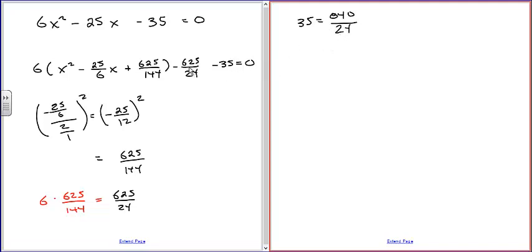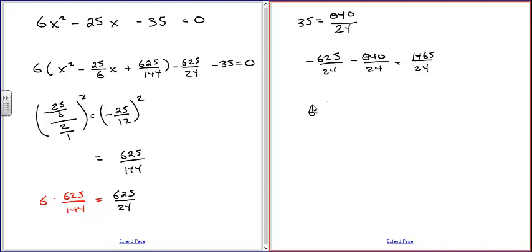Okay, so what we're going to do is take negative 625 over 24 minus 840 over 24. So negative 625 minus 840 is negative 1465 over 24. And I don't think you can simplify that. Let's just try our calculator. 1465 divided by 24. Change that back to a fraction. You get the same number. Okay, so these two added together give you that.